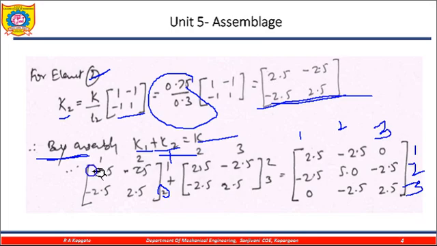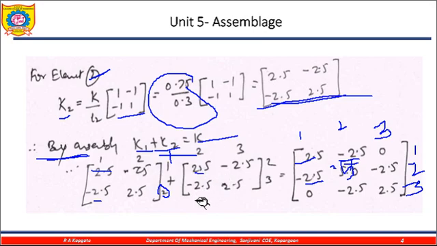So this is 1 by 1, which is 2.5. This is minus 2.5 for 1 by 2, and 2 by 1 is minus 2.5 too. Then 2 by 2 is 2.5 from the first element, plus 2.5 from the second, so this becomes 5.